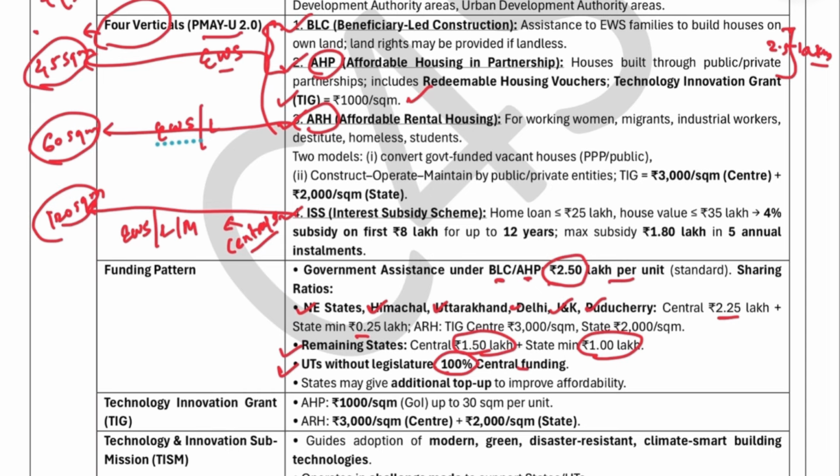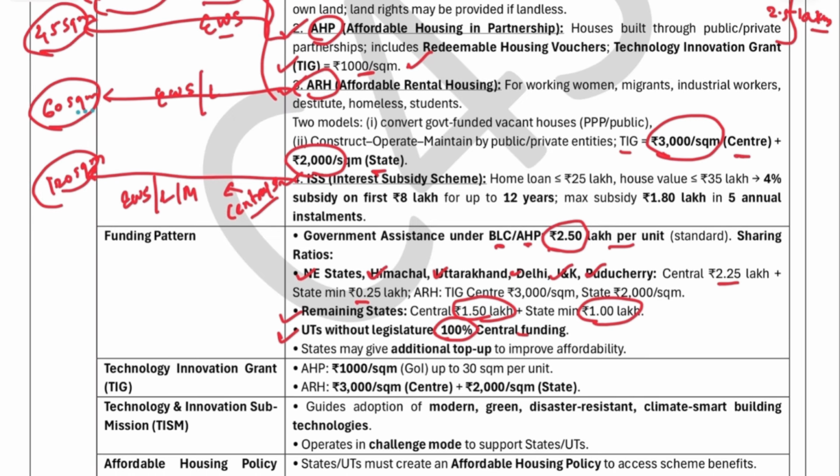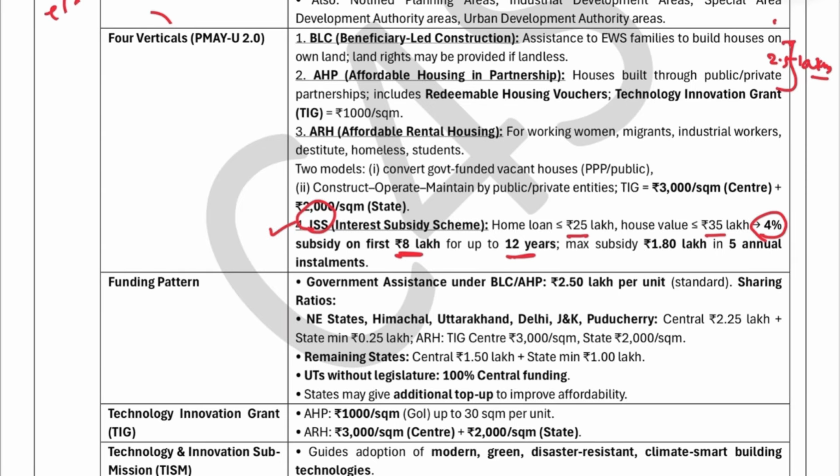Next important thing is this, under affordable rental housing you will get TIG 3000 from center and 2000 from state. Here it was just 1000. Okay, next component is the interest subsidy scheme.